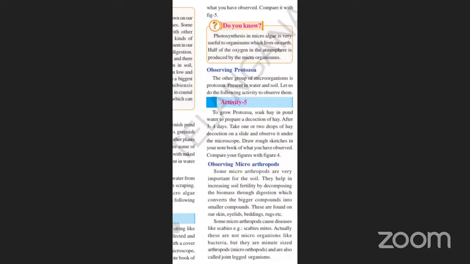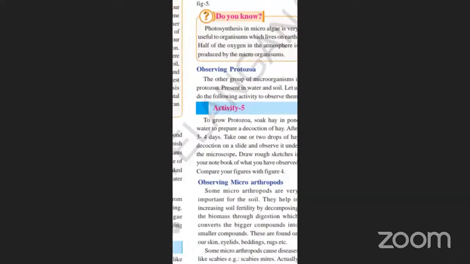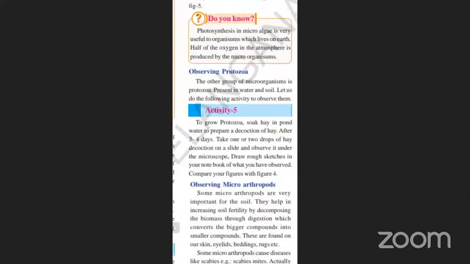You may think only plants give oxygen, but here it is half, just equal, 50-50. We cannot expect that. But half of the oxygen in the atmosphere is produced by the microorganisms, like algae.